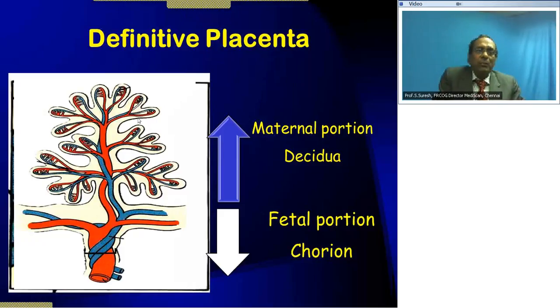Whereas when some of the villi are occluded, as in pregnancy with hypertension, we find that the resistance of the villi goes up and umbilical artery Doppler abnormalities are evident.